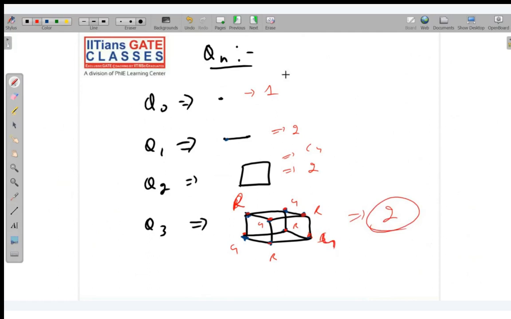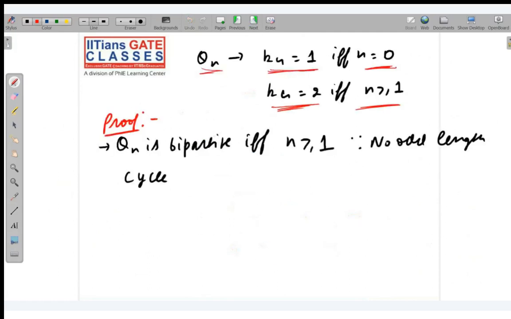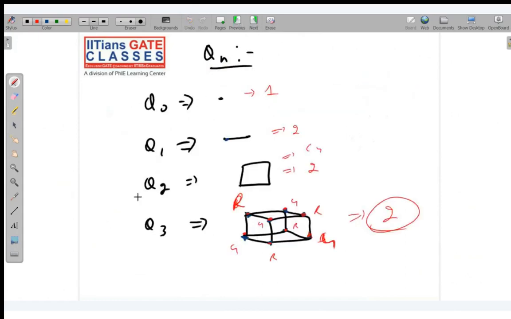Yes, so the chromatic number for Qn: it is 1 if and only if n is 0, and it is 2 if and only if n is greater than or equal to 1. So for Q1, Q2, Q3 and so on, for every one it will be 2 only. It will be 2, and for Q0 it will be 1. Okay, so I think you have got it.